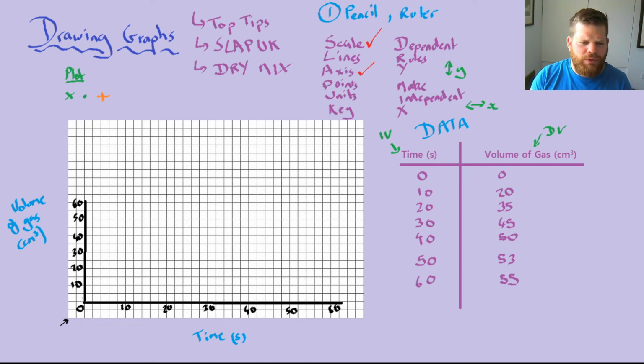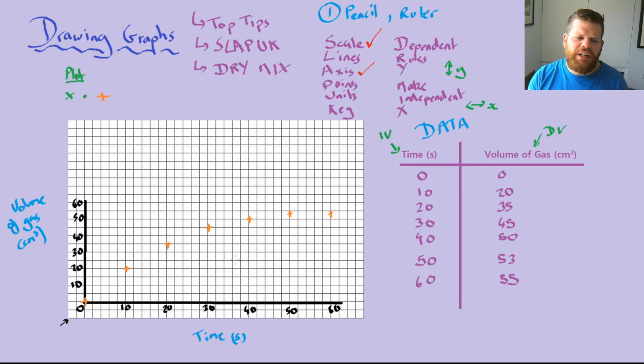The first point we've got is 0, 0. I want to make sure it's nice and in line, and I'm going to mark it on there. Next one I've got is at 10 seconds, and it goes up to 20. There we go. I'm just going to finish marking these points, and you'll see the graph when it's finished.